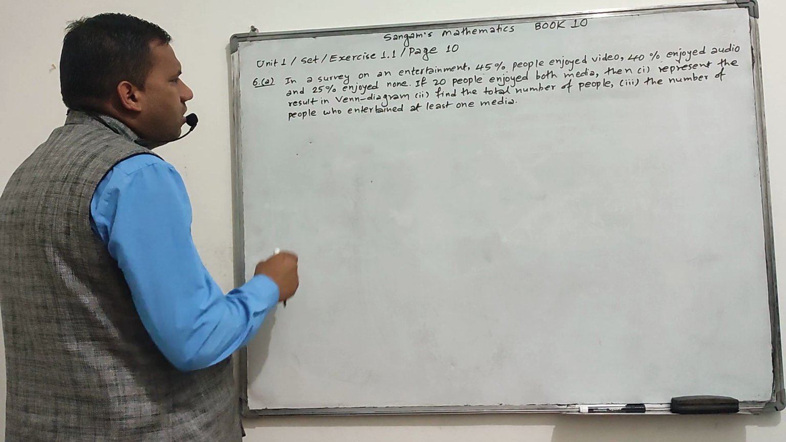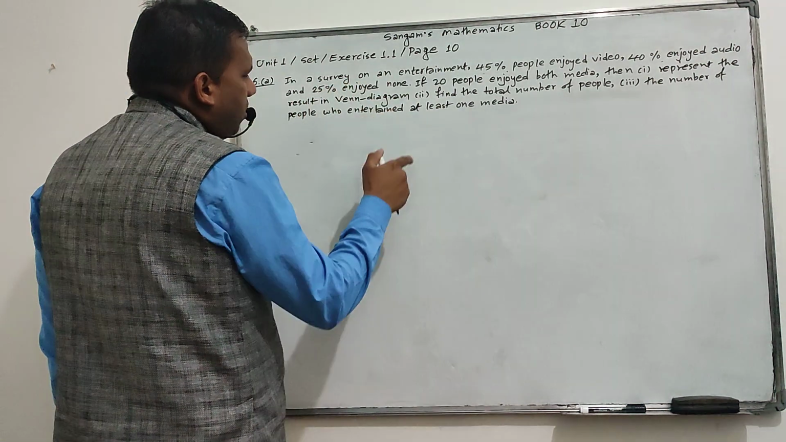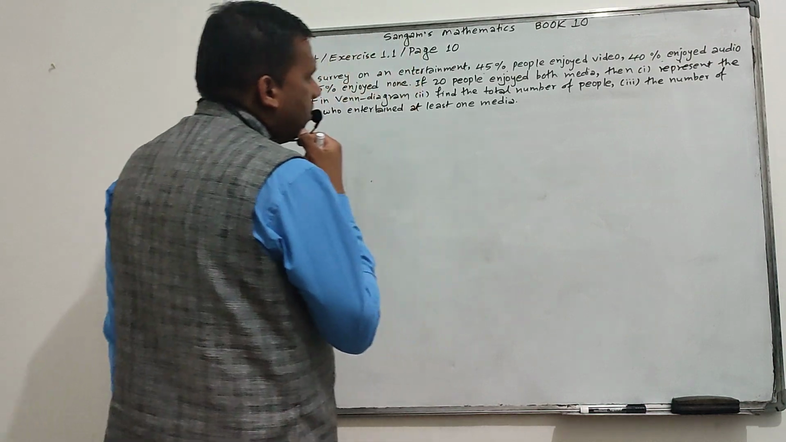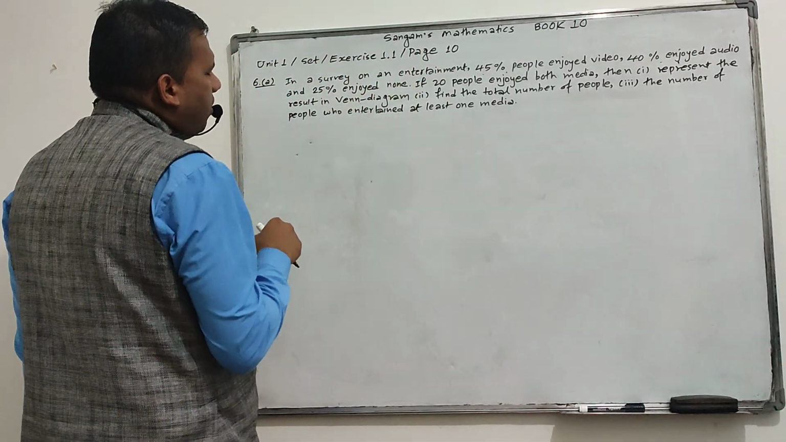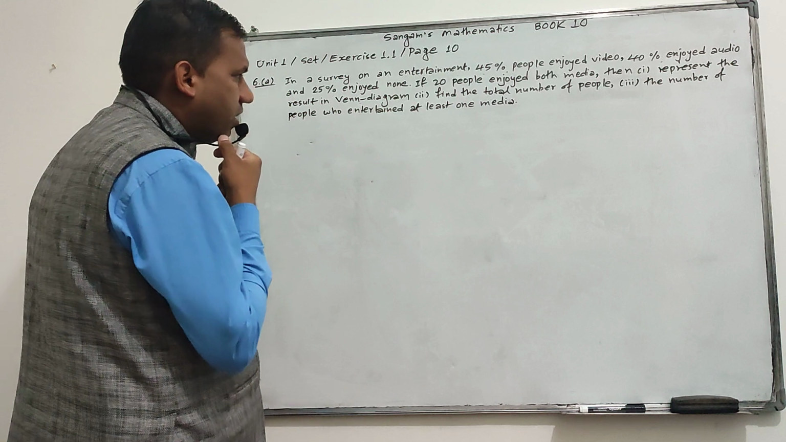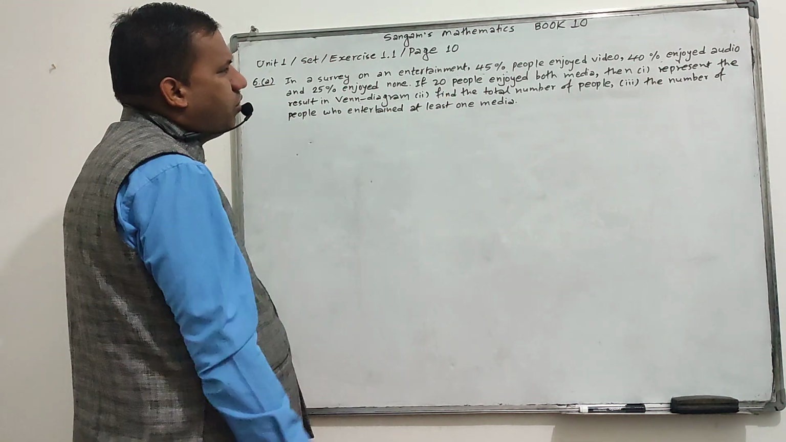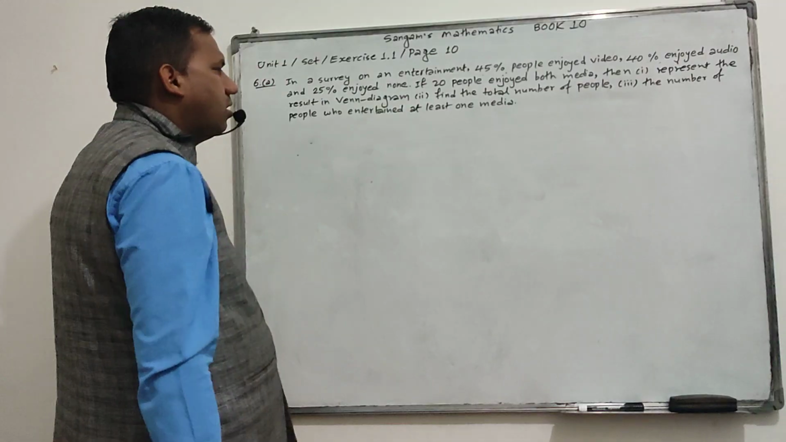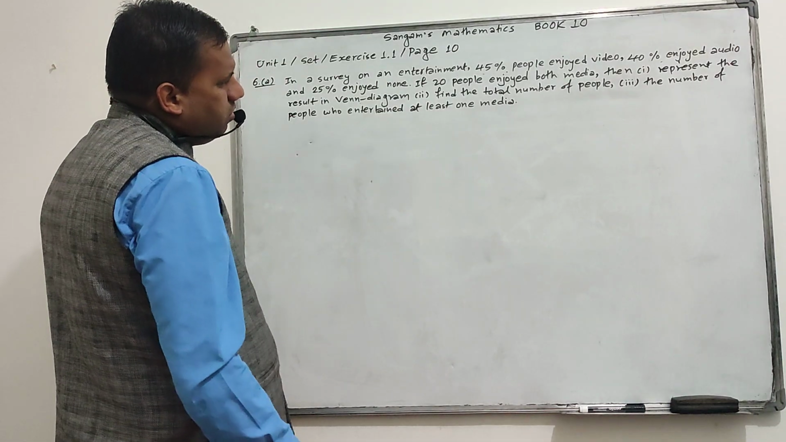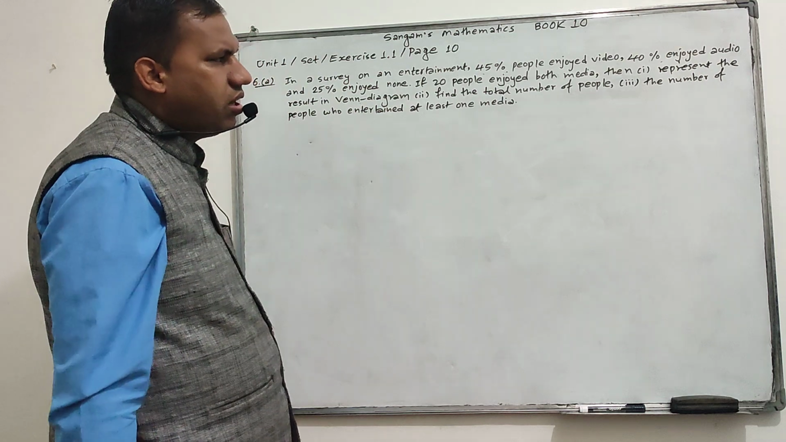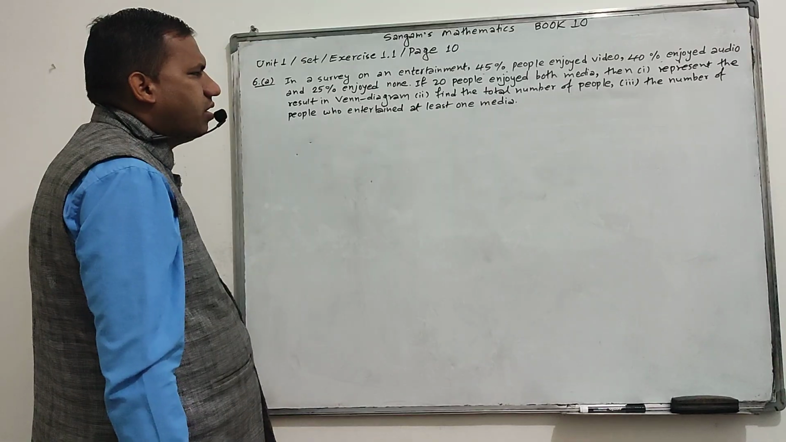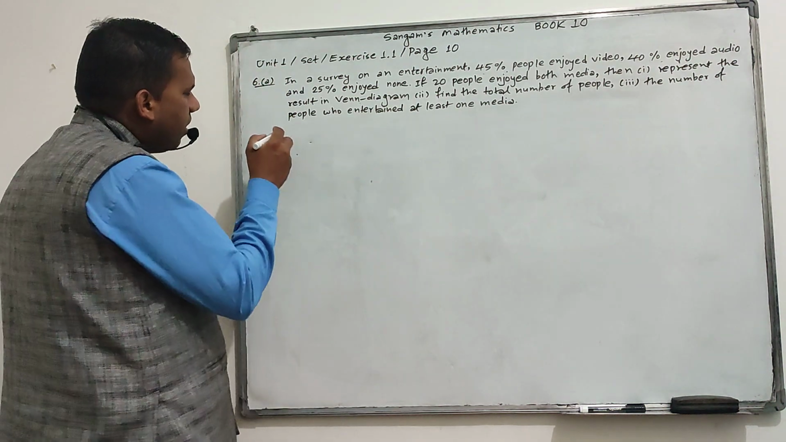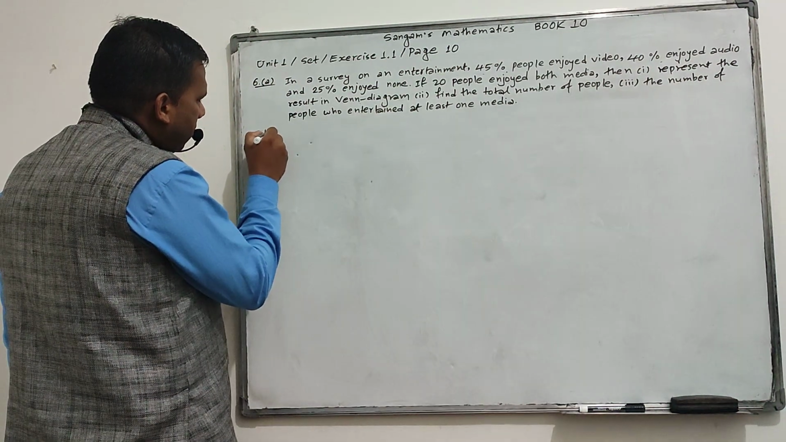The question is, in a survey on entertainment, 45% of people enjoyed video, 40% enjoyed audio, and 25% enjoyed none. If 20 people enjoyed both media, then 1. Represent the result in a Venn diagram. 2. Find the total number of people. 3. Find the number of people who enjoyed at least one medium. Let's do this solution.